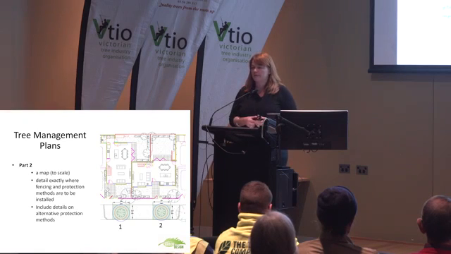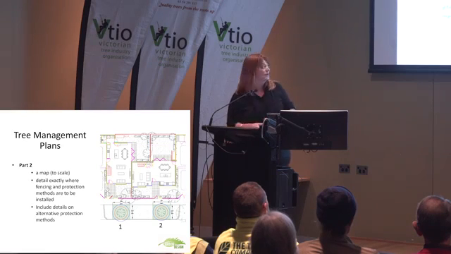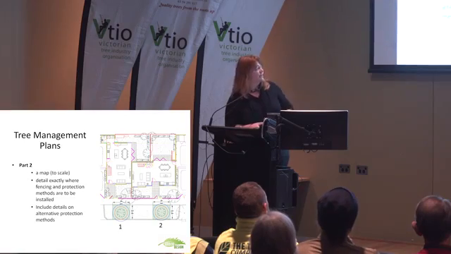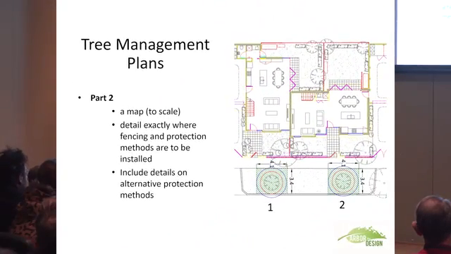It's one of the easiest ways to do plans to scale, and you can add your trees in and put your tree protection zones in. You can calculate your encroachments. You can come up with pretty little plans like this that show where the tree protection zones are and where the fencing should be erected.